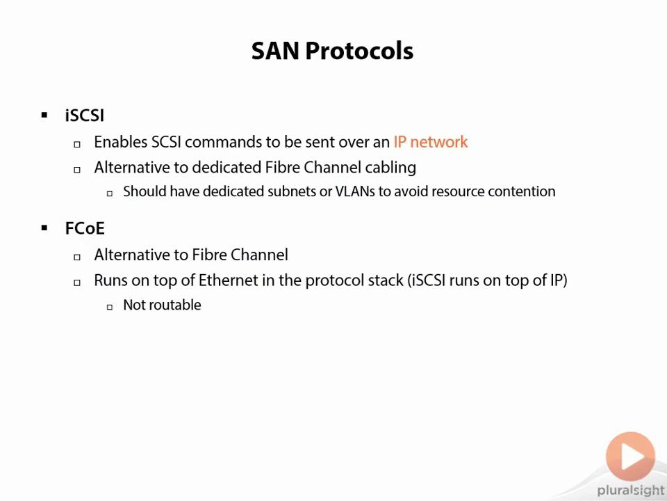One is iSCSI, and one is FCoE. iSCSI basically enables you to have SCSI commands sent over an IP network. So iSCSI sits on top of TCP/IP. It is routable, but it's an alternative to Fiber Channel. Fiber Channel networks are very costly to implement if it's not already in place. It's a pretty costly undertaking to build out a Fiber Channel network.